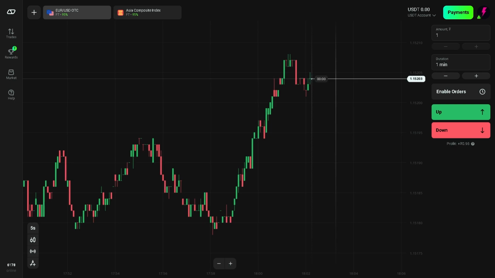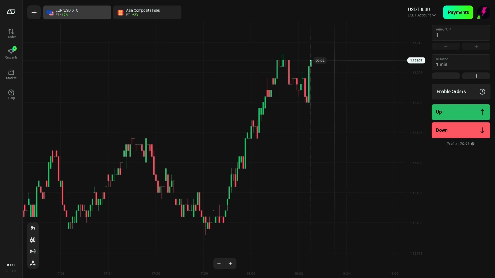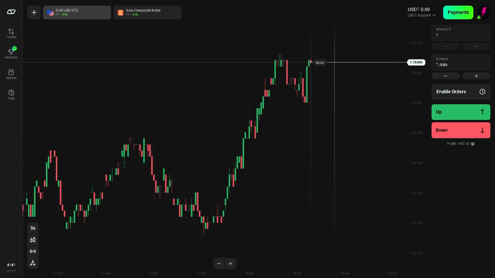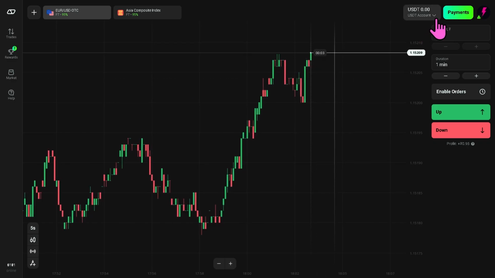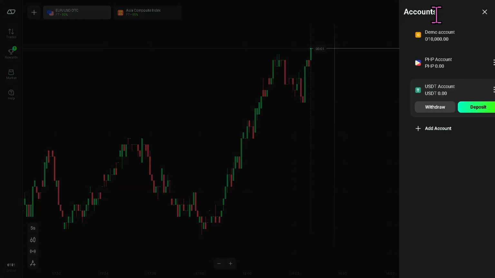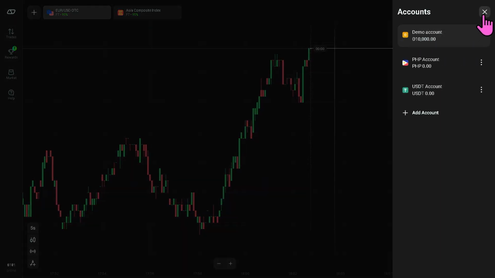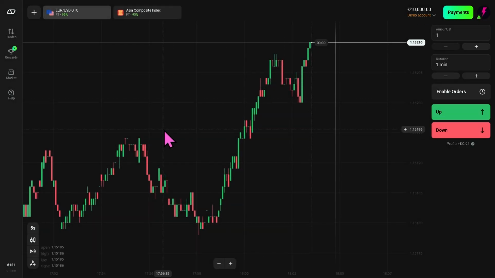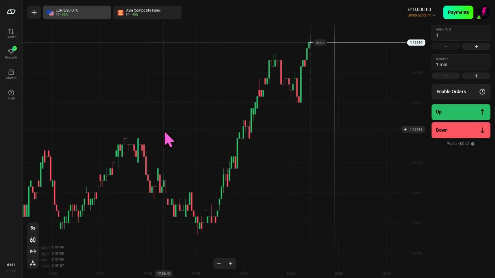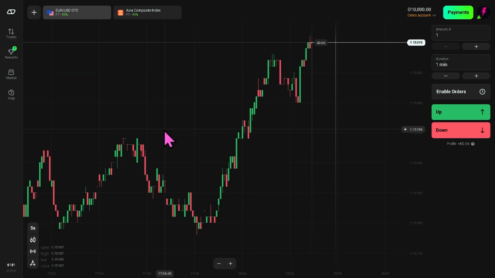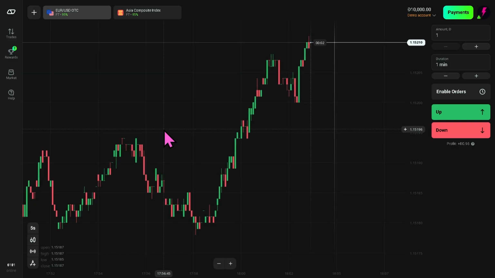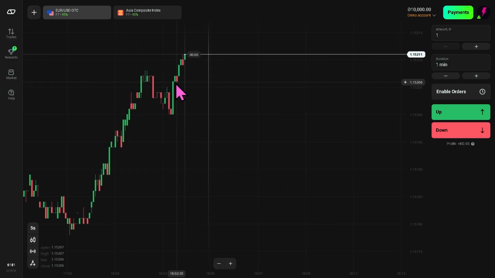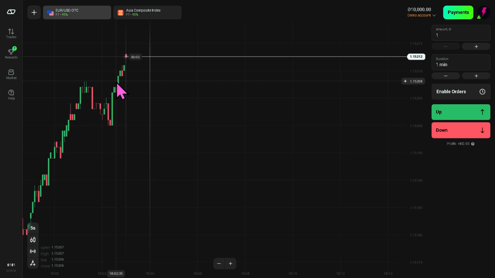Now, keep in mind before you place any real trade, decide how much you're willing to risk. So I'd like you to go to the top right corner where you can see the drop-down menu and click the demo account because you can practice trading without risking real money. Never invest your entire account balance on a single trade. Many experienced traders risk only a small percentage of their account on each position. Risk management is just as important as market analysis.